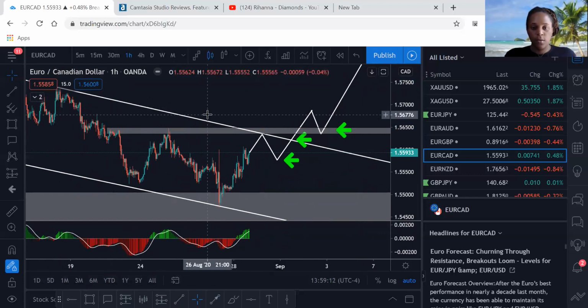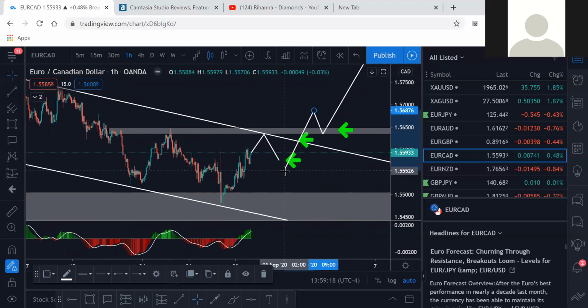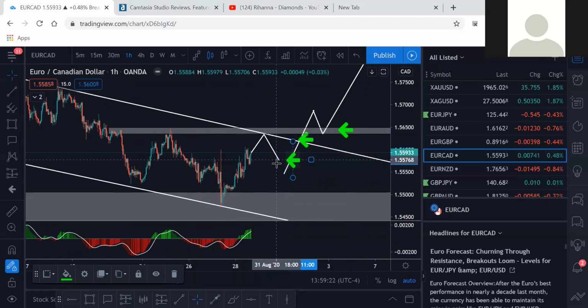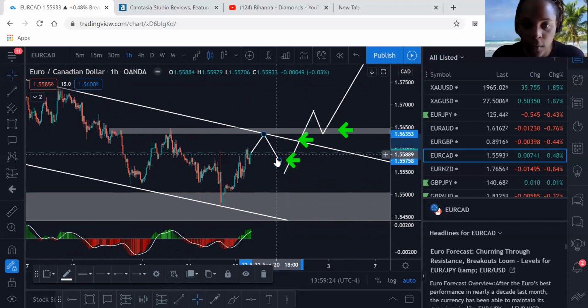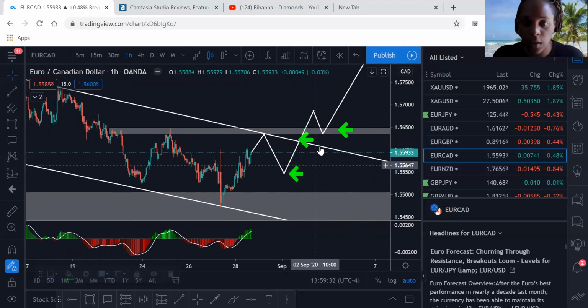So each time you drop down, if you start with the 4 hour zone, when you drop down to the 1 hour, draw your support and resistance, and see how they come back together. And it gives a nice line up with the MACD.